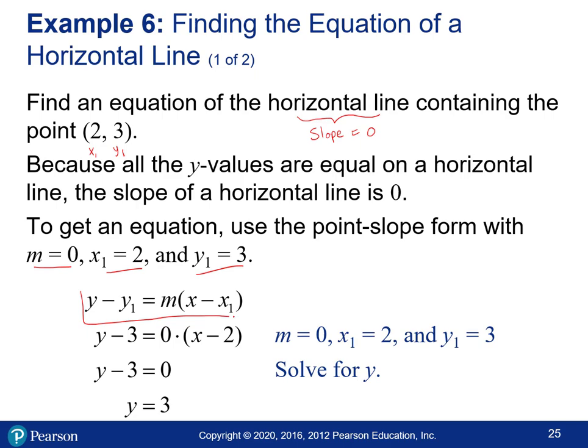So again, this is our formula, and then we plug in y1, we plug in m, and we plug in x1. Simplify, and we get y equals 3. And that is the answer. It looks pretty simple, but y equals 3 is the equation of this horizontal line.